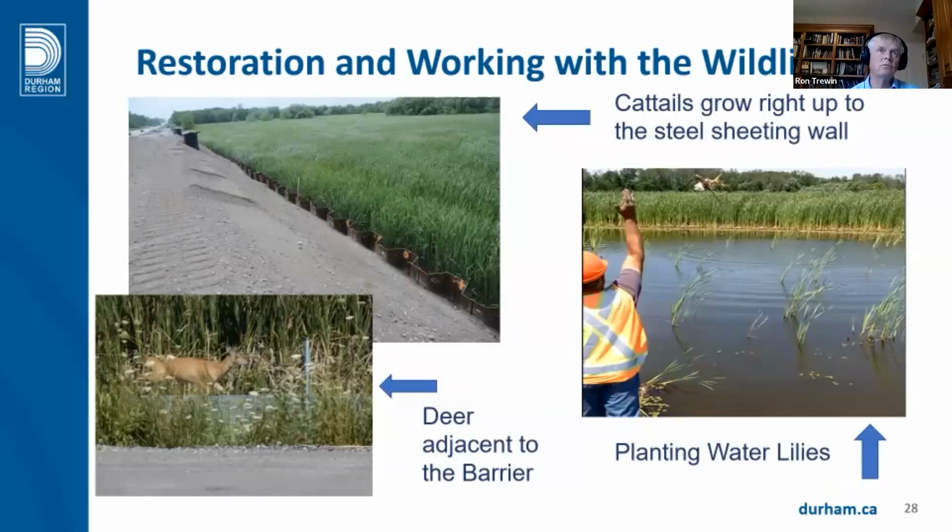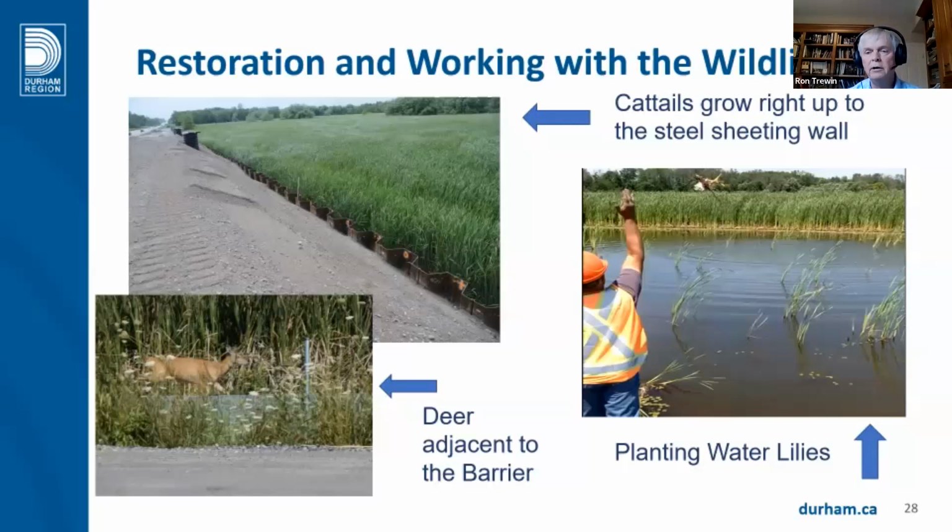Restoration and working with the wildlife. The easiest thing to restore in a wetland is cattails or bulrushes. You restore this area with muck, you excavate and get out of the way. They just come up. It didn't take long for the cattails to grow up in here. You can see the next growing season, they're doing very well right against our sheeting. We're also planting water lilies.